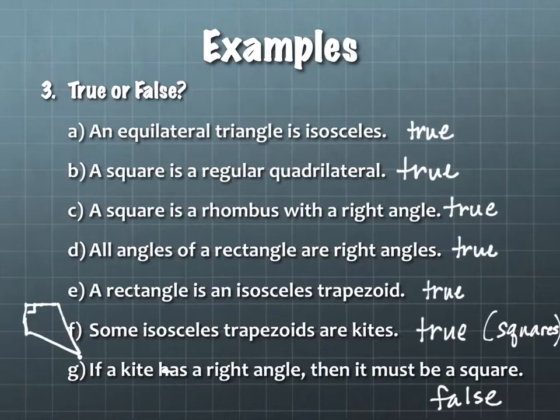Now, if you said the if-then in the other order, it would work. If you have a square, then it is a kite. That's actually true. But just because it's a kite with a right angle does not necessarily make it a square.